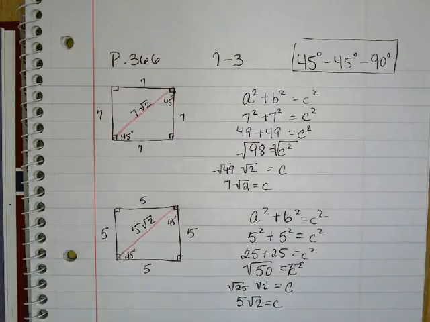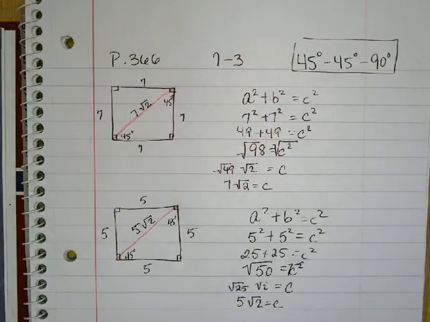Of course, we've always started with a square, so we knew that was going to happen. But sometimes they're just going to throw you a triangle, and they're going to tell you that the sides are congruent. So you're going to need to automatically conclude that those angles are congruent. Okay? Now, when you find the length of the side, all you have to do to find the hypotenuse is take that value and multiply it by the square root of 2. Okay? So that's a 45, 45, 90.